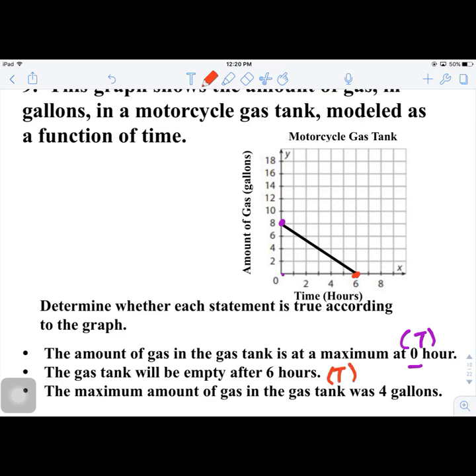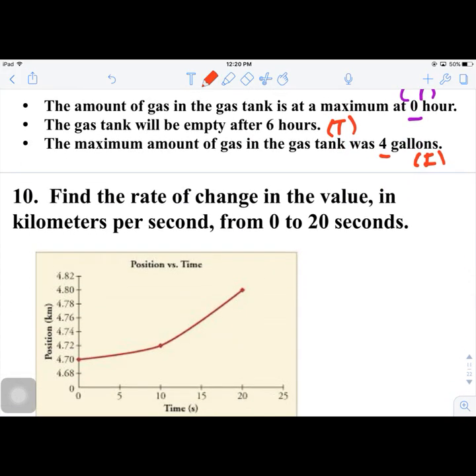The last one, the maximum amount of gas in the gas tank was 4 gallons. Well, clearly we can see that the maximum is 8 gallons, not 4. So this is a false statement. And that would be the end of that question.